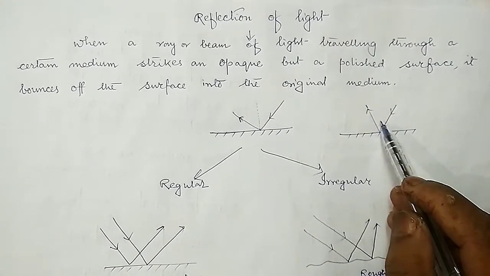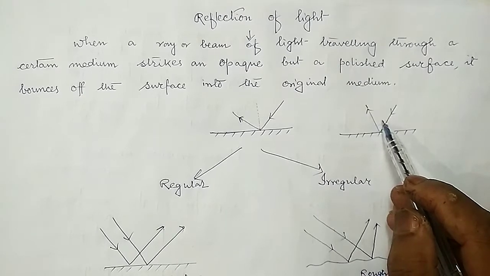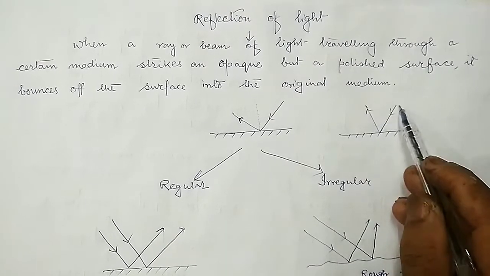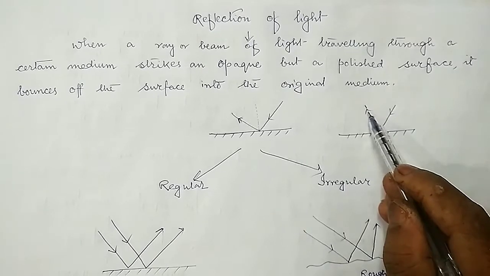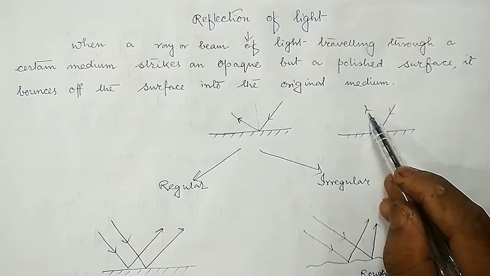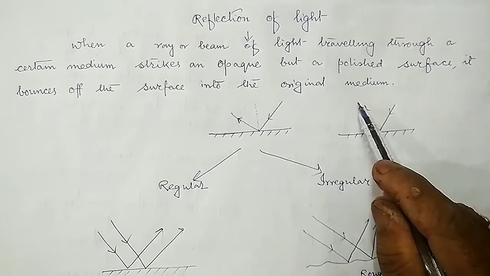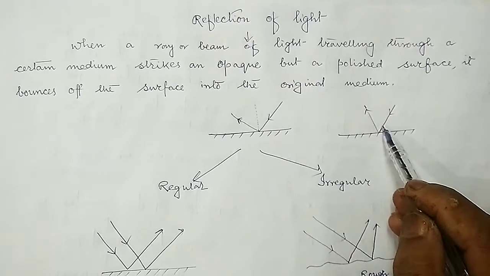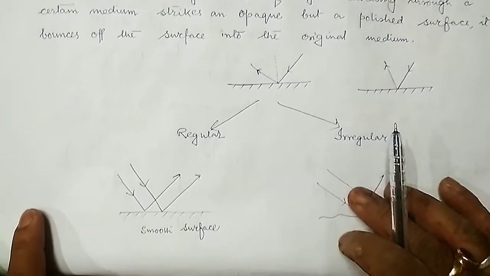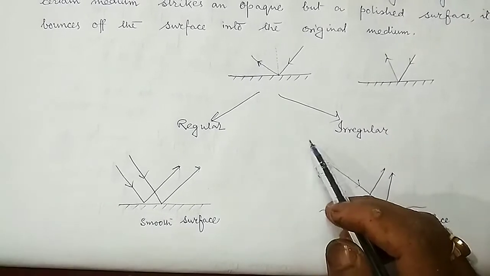Whatever we see around us, everything is because of reflection of light, because light, after striking the objects, reflects back. And when these reflected rays strike our eyes, then only we can see those objects. Now this reflection can be of two types. One is called regular reflection, another is called irregular reflection.